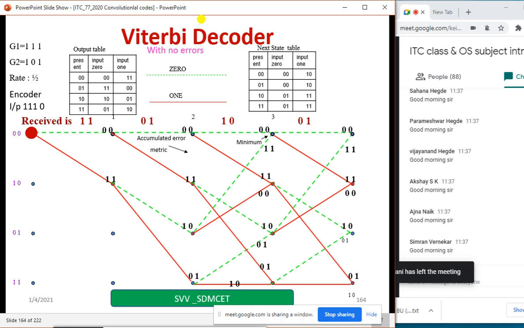Now, I have received 11 01 10 01. This is the received sequence. I'll write down whatever I have received and then compare it with the received information bits. These two paths I have to consider. Please concentrate here and try to understand. Hardly 5 or 10 minutes is enough.